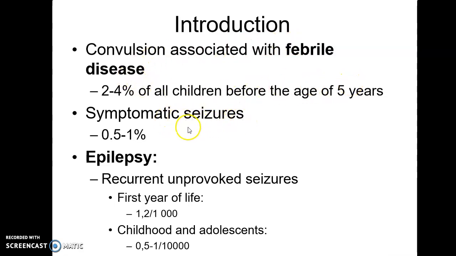The other is symptomatic seizure, related to some other neuropathology, where seizures are a symptom of a basic neurological pathology. Epilepsy is recurrent unprovoked seizures. There is no provoking needed; it is happening involuntarily. So recurrent unprovoked seizures we call epilepsy. In the first year of life, almost 1 to 2 of 1000 deliveries have epileptic seizures. In childhood, it is around 0.5 to 1 of 10,000 children. So the first year of life is more susceptible to epileptic syndromes.